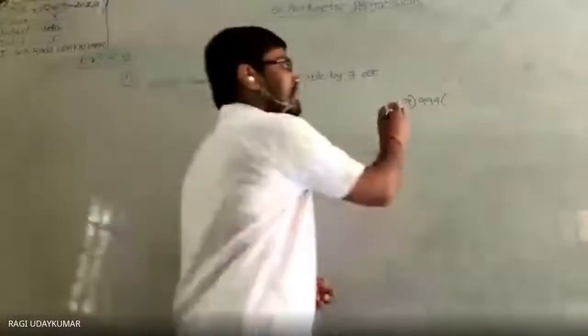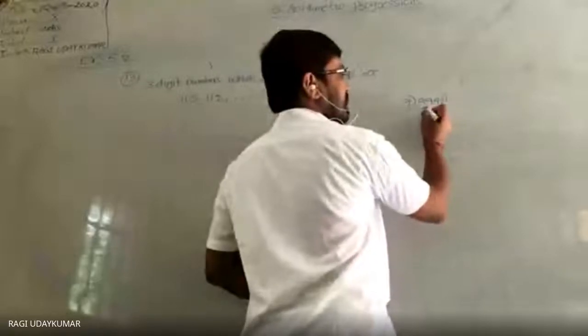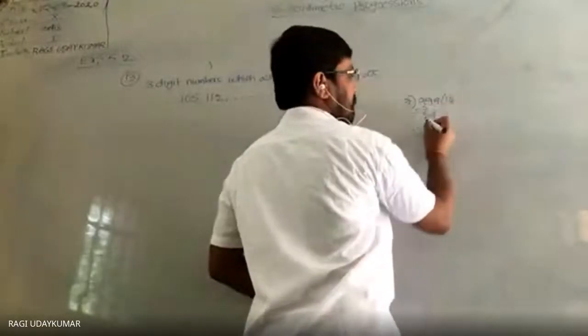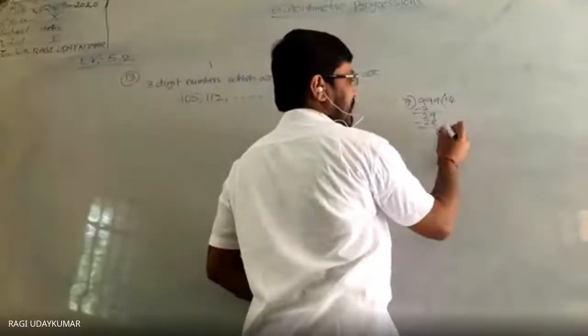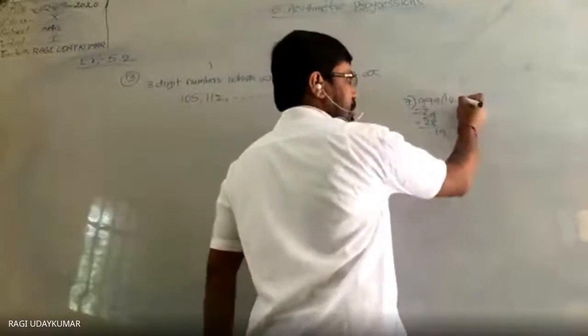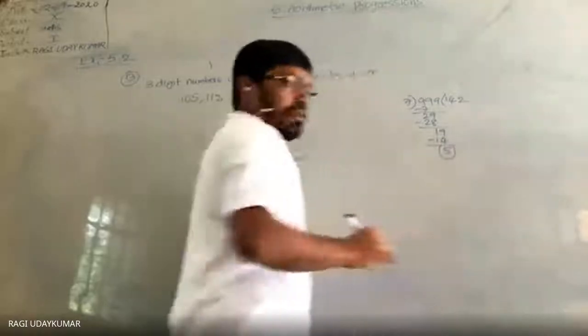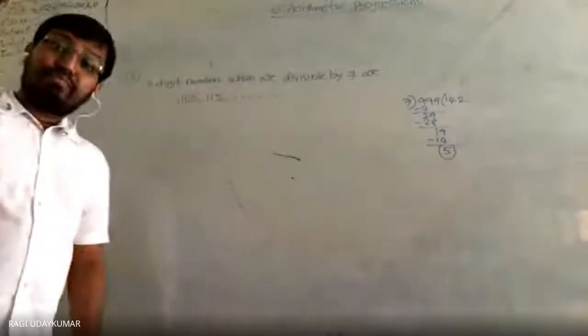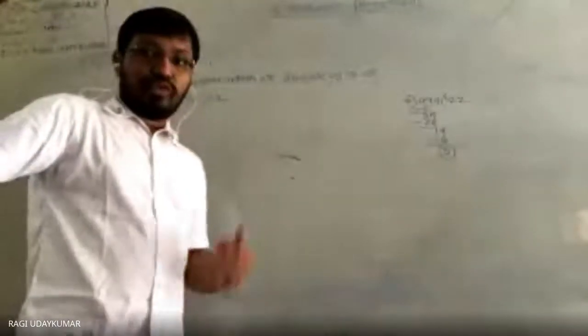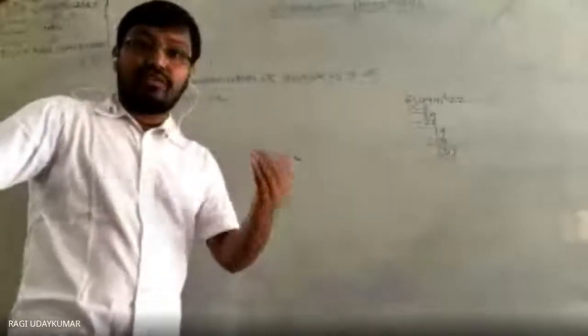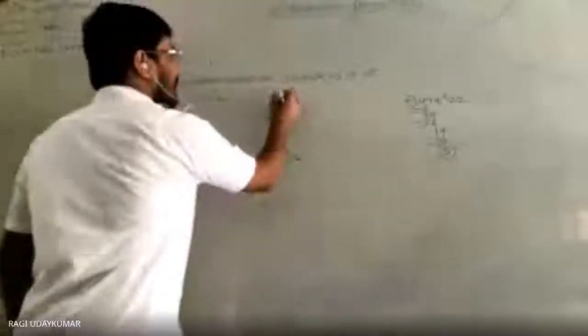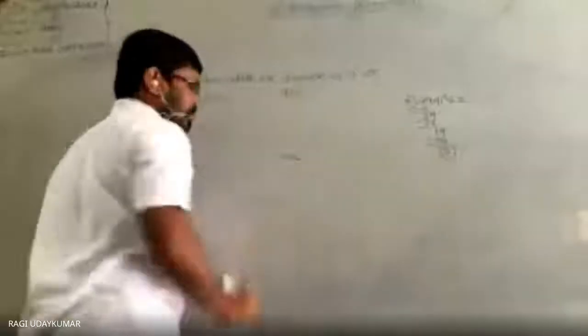So divide 999 by 7. 7 1 is 7, 2 comes, 29. 7 4 is 28, 1 comes, 19. 7 2 is 14, and 5 is the remainder. Now subtract 5 from 999. You will get 994. So 994 will be the last term.